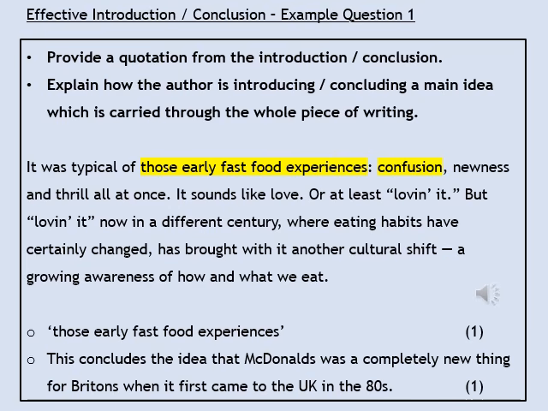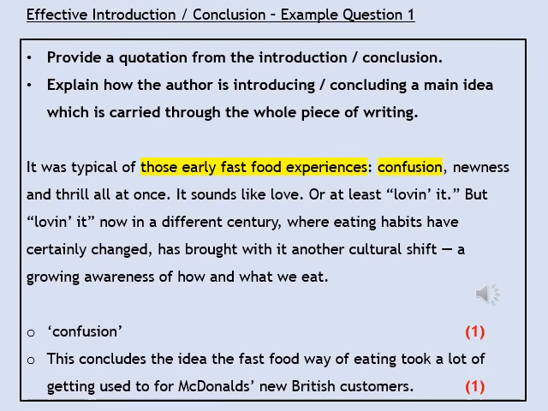Because we're concerned with a conclusion, what we're trying to identify is how the writer rounds off or brings to a head a central idea of the passage. We can see here that an answer we could have given in regard to the quotation we've chosen is this concludes the idea that McDonald's was a completely new thing for Britons when it first came to the UK in the 80s. That's our second bullet point and our second mark. And we can see how in that response we've said how that idea is carried through the entire piece and rounded off nicely in the conclusion.